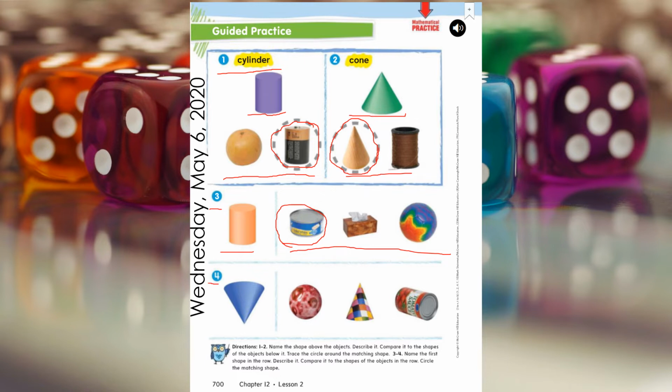All right, number 4. Number 4 is a cone. Which one of these shapes is a cone?